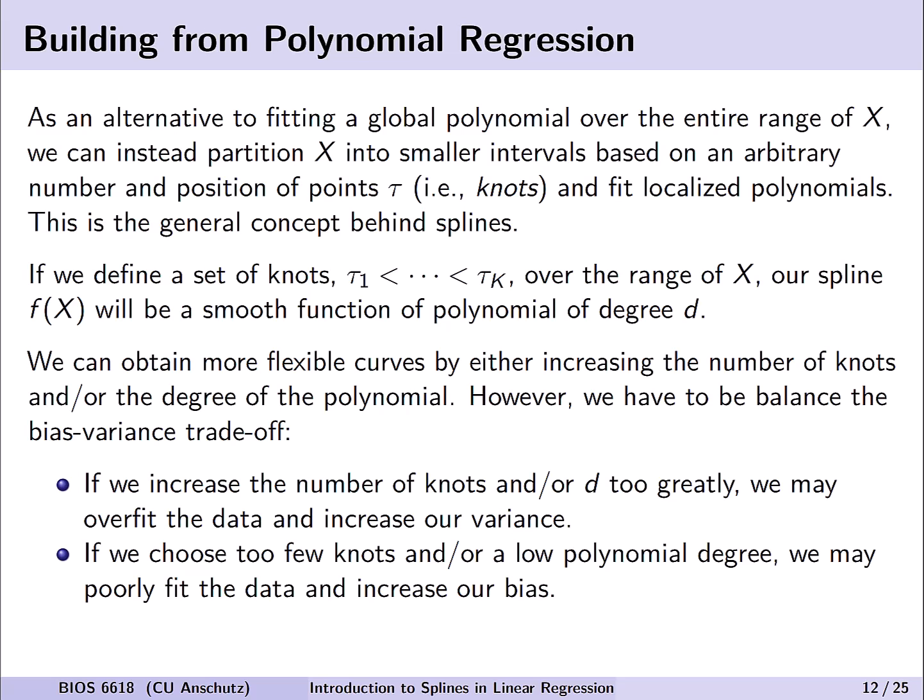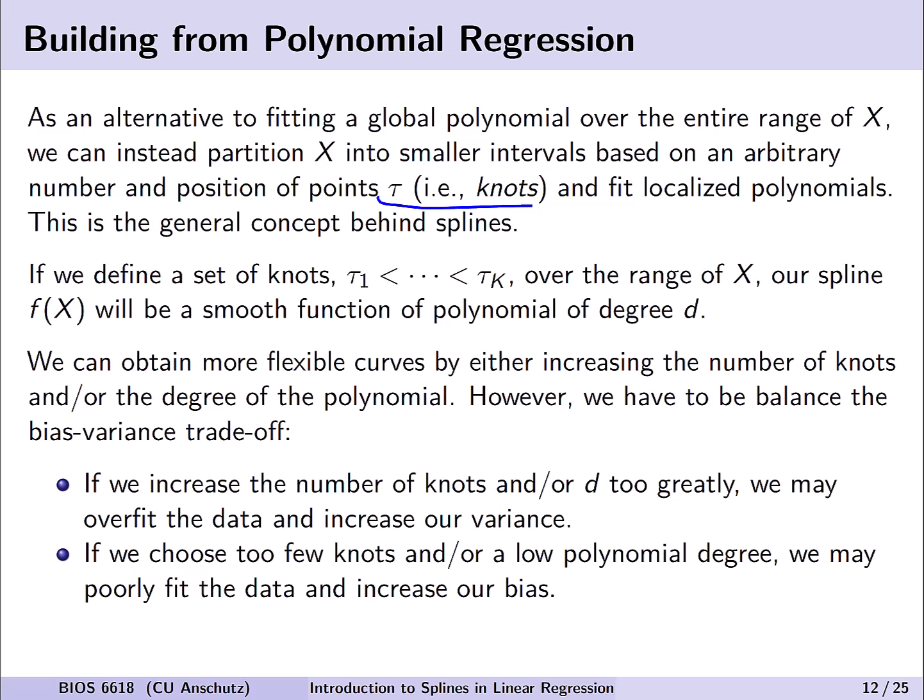Now, as an alternative here in this lecture, instead of fitting a global polynomial over that entire range of x, we can partition x with knots, which we're also going to denote with the Greek letter lowercase tau. And we can fit localized polynomials within and between these knots. This is really the general motivating concept behind splines, that we can divide our range of x into smaller subunits or ranges of values and fit models on those local sets of data.